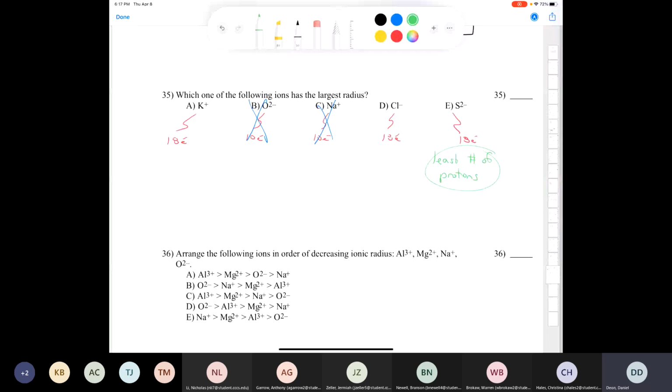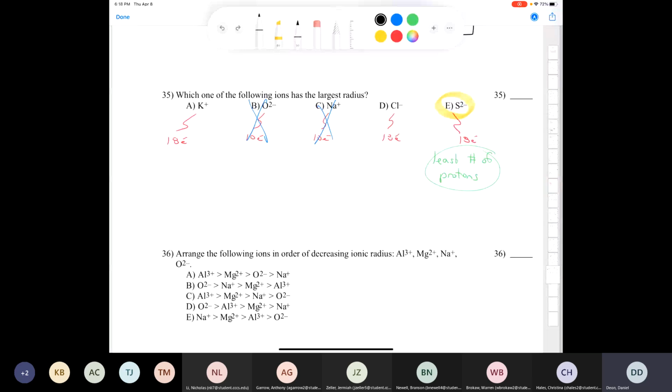We could also add on top of that and say we're adding more electrons to the highest subshell. And so they're going to start to repel each other, and they're going to need more space. And that is why sulfide is going to have the largest radius of all of these ions.